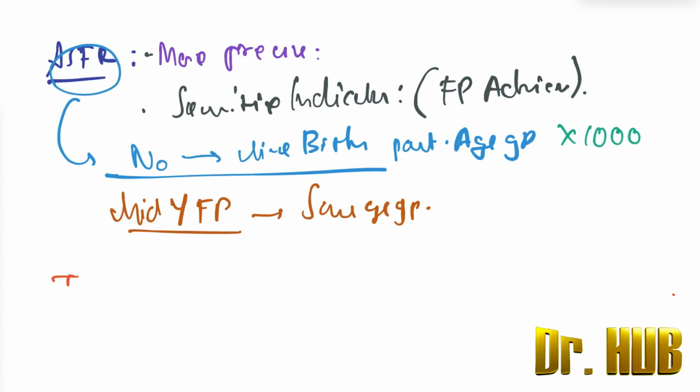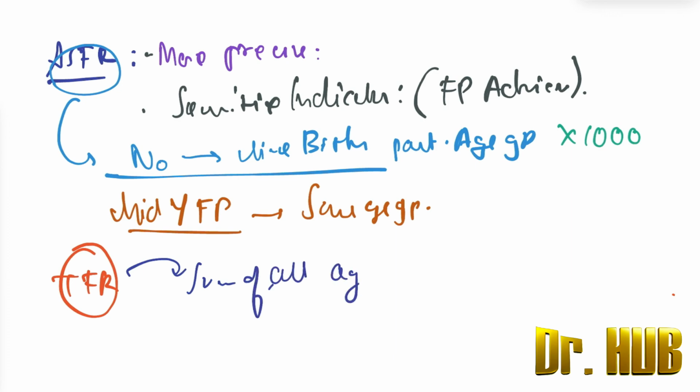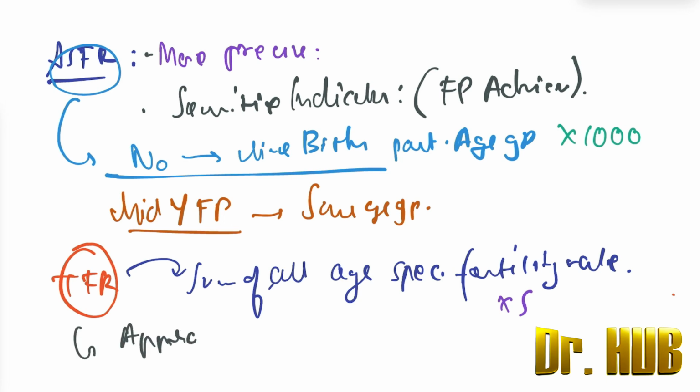Next is the total fertility rate. The total fertility rate is the sum of all age specific fertility rates multiplied by 5. This measure gives the approximate magnitude of the complete family size.